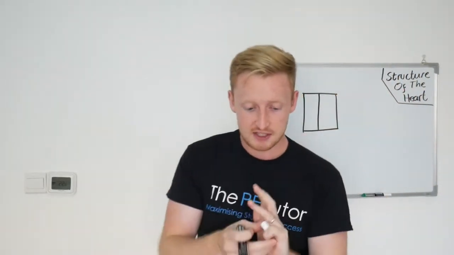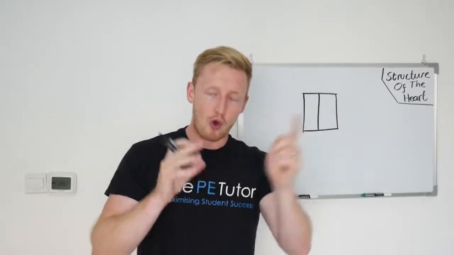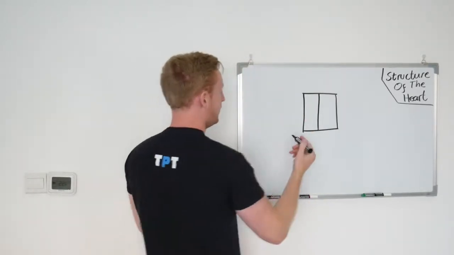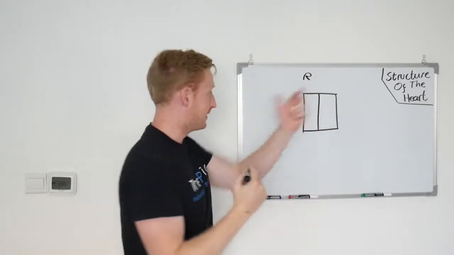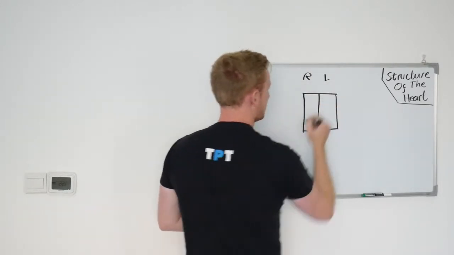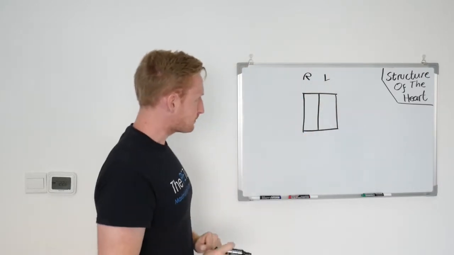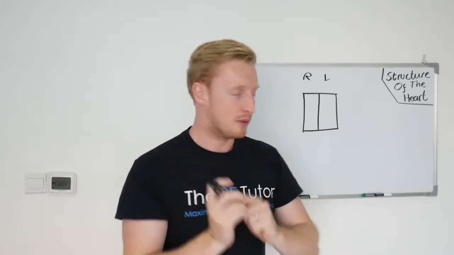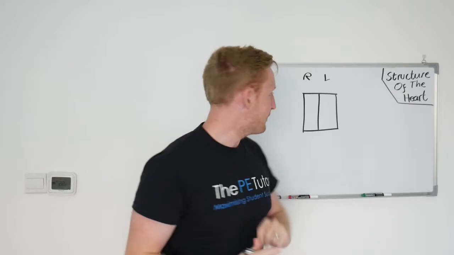Whenever you're analysing something in front of you or someone in front of you, always label the right and left from their perspective, not yours. So with that in mind, the right hand side would be over here and the left hand side would be over there. We'll come to the type of blood that each side deals with in a moment, but first we're going to do the different chambers. And we have 2 different types of chambers.